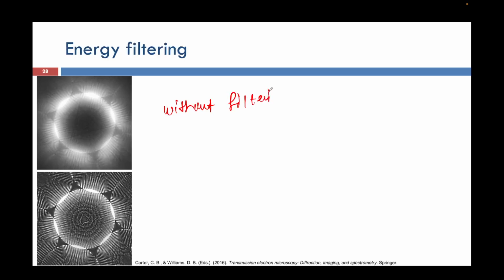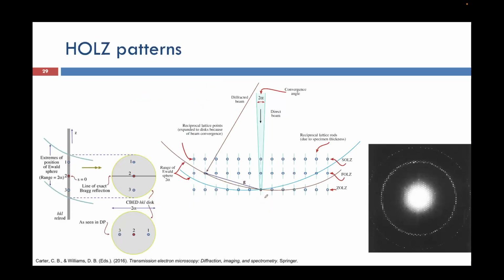And what I am looking at, this is the direct beam, without filtering. Here you can see with filtering. With filtering we can see much more contrast, and we can see the position of the Kikuchi lines, and based on that we are able to extract much more information from our material. And this is the higher order Laue zone pattern that I was telling you about.